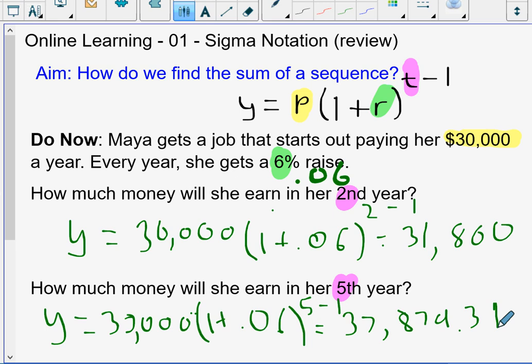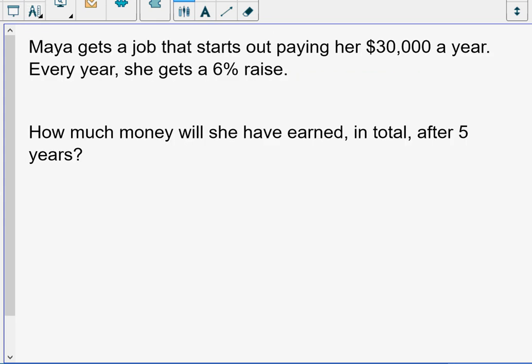All right. So that's our do now, and that's sort of a review. We haven't talked about exponential growth in a while. Here's a really similar looking question. Maya gets a job that starts out paying her $30,000 a year. Every year she gets a 6% raise. How much money will she have earned in total after 5 years?